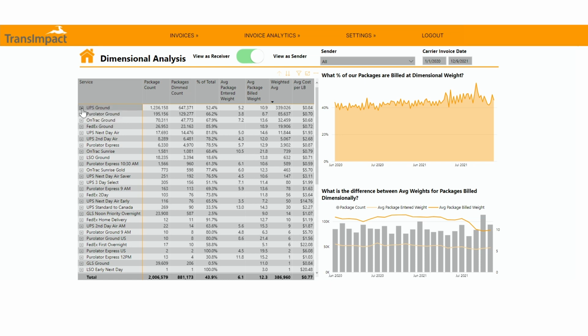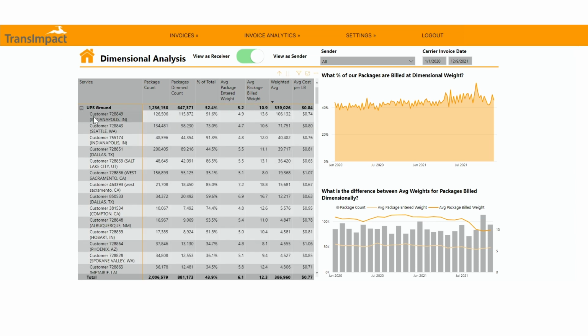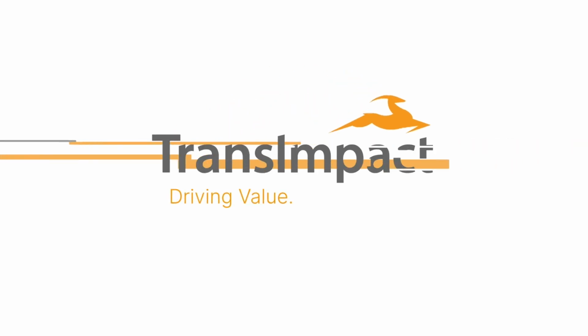So I'm gonna expand this service. And now we're gonna look at those senders. So where is this happening? Where is this happening in our supply chain so that we can address it and address it at the right place?